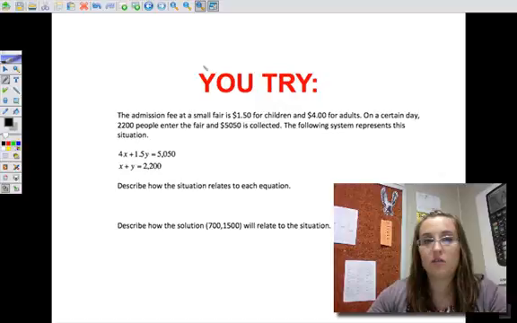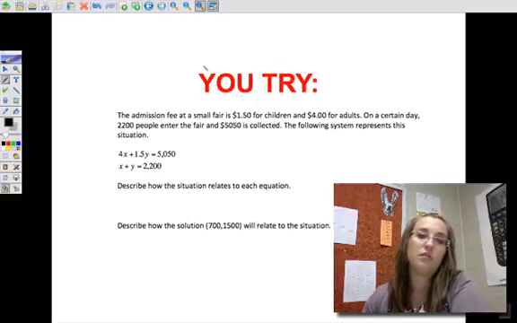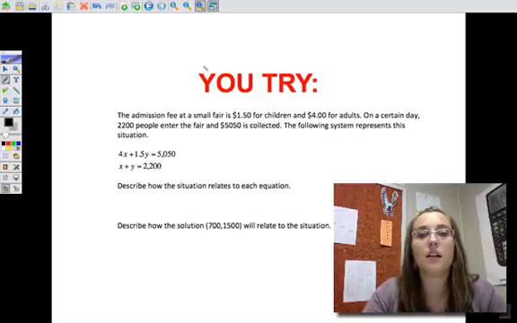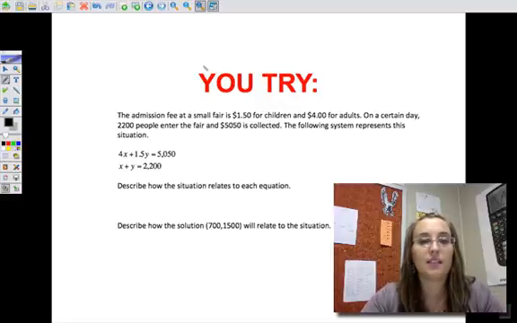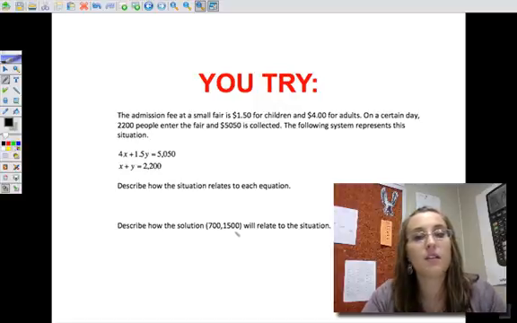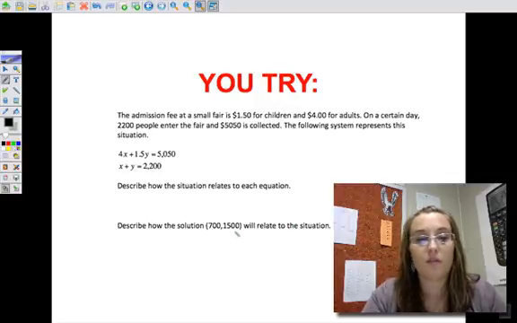I've got the admission fee at a small fair is $1.50 for children and $4 for adults. On a certain day, 2,200 people enter the fair and $5,050 is collected. I wrote the system out for you. I want you to do the same thing. I want you to break it down for each equation. I already went ahead and just gave you the solution, 700, 1,500, and I just want you to tell me how that relates to the situation. Just one sentence would be fine for that. Once you're finished, bring it up to me so that I can check it for you.